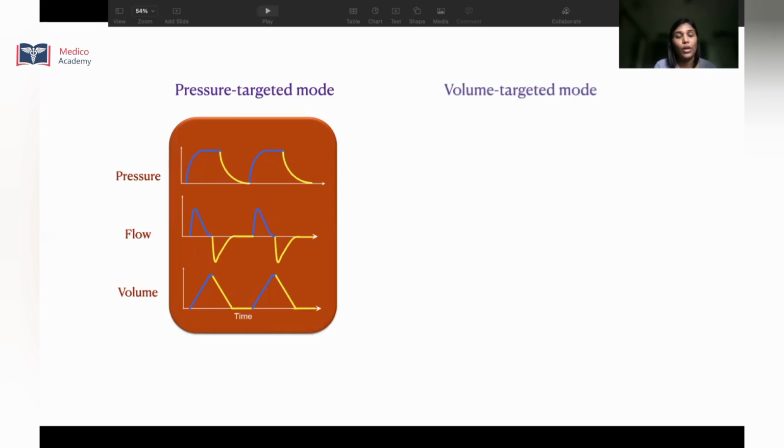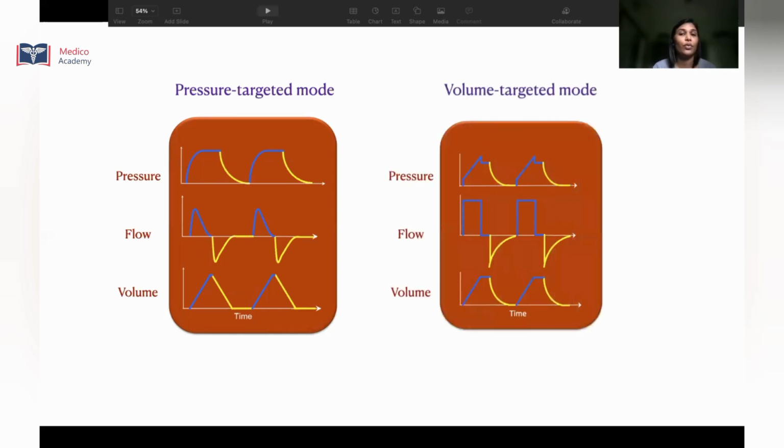Now, how about a volume targeted mode? Again, this is a pressure, flow, and volume versus time graph, where you can see that you have set a particular volume. So a target volume is reached, and the volume remains constant throughout the end of inspiration, but the pressure keeps changing. So here you have no control over the pressure, though you have a control over the volume. So in such cases, there is a propensity for the patient to develop barotrauma in the form of pneumothorax or pneumomediastinum usually.